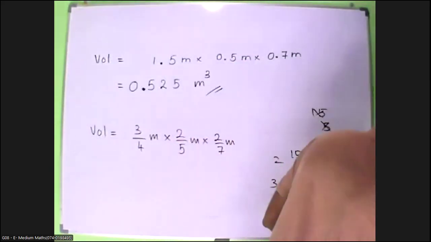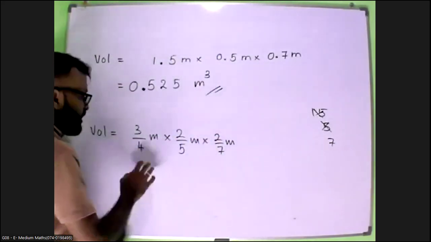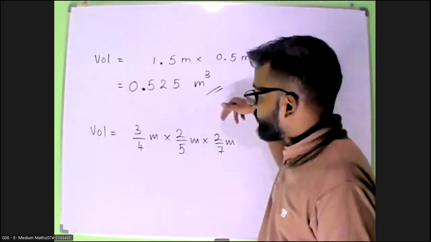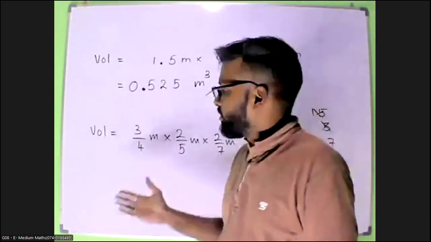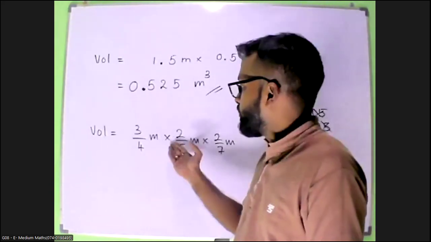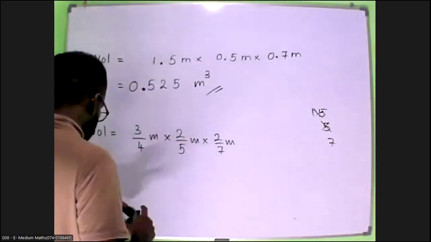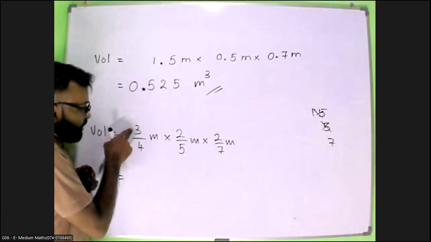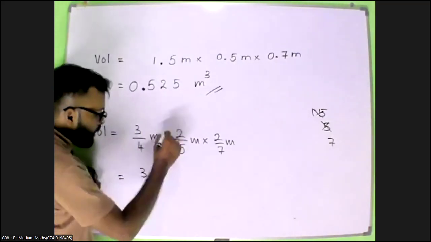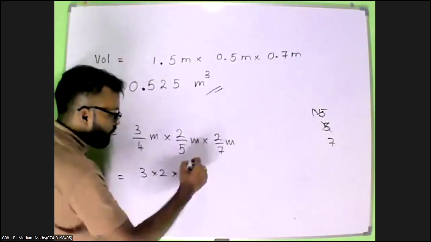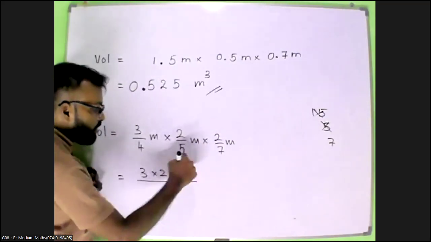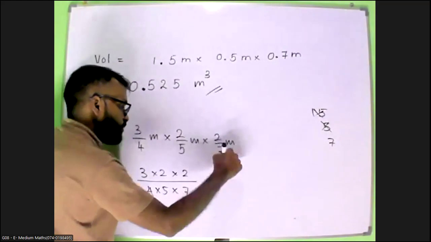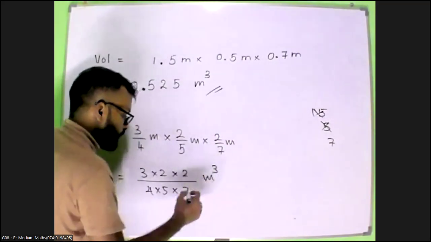So these are three fractions. You have to just multiply them. Numerator should be multiplied, denominator should be multiplied. There is no addition. Multiplication of fractions is very easy. So in the numerator you have 3 times 2 times 2 divided by 4 times 5 times 7. Meter times meter times meter, meter to the power 3, cubic meter.